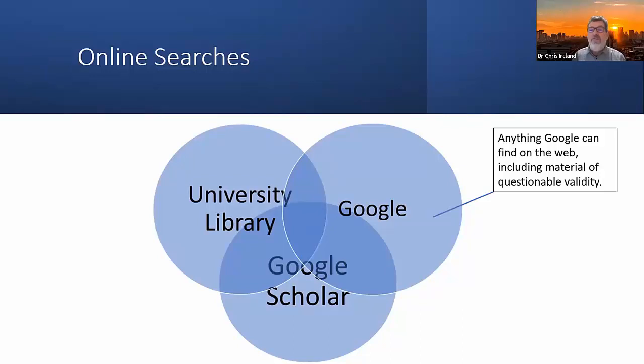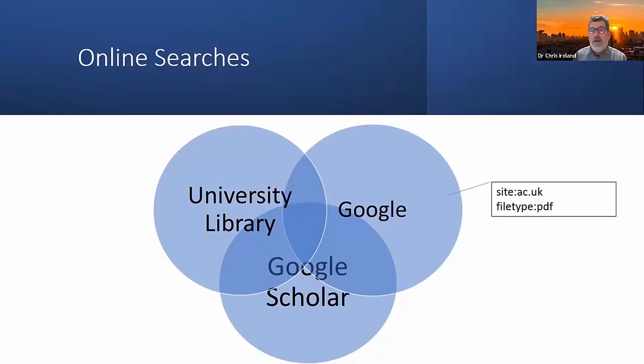So one thing that you can do is use what they call operators to limit your research to make it more valid academically. The two that I want to focus on here are site, where you could put, for example, ac.uk, and that would limit your search to UK academic sources. And then if you also put filetype PDF, that means you won't get lots of PowerPoint. So you're less likely to get lots of lectures. You're more likely to get academic articles.